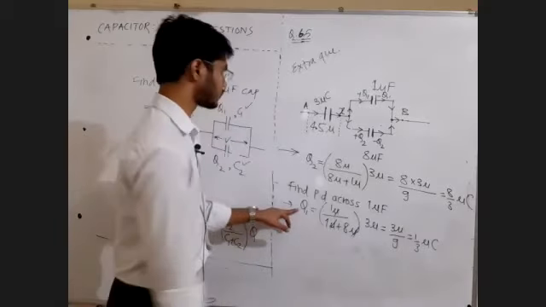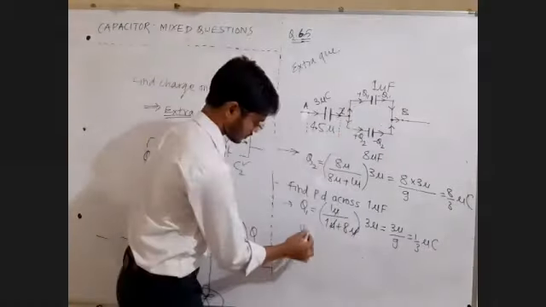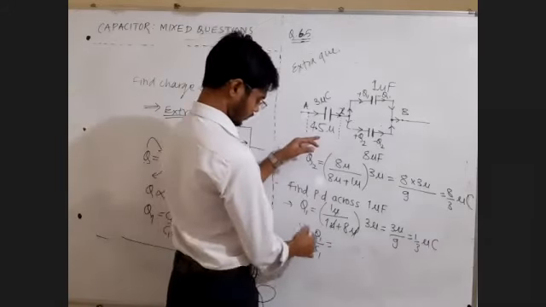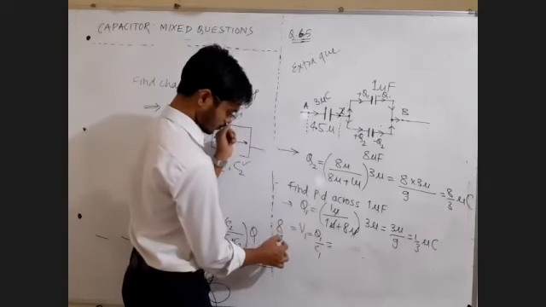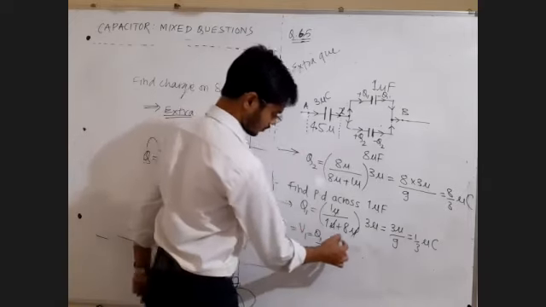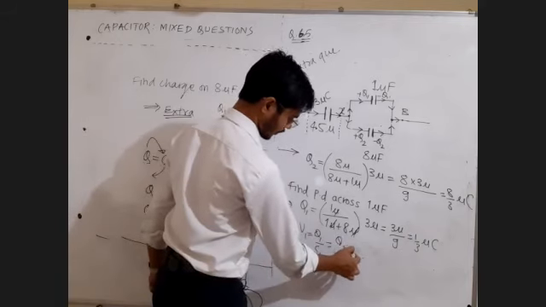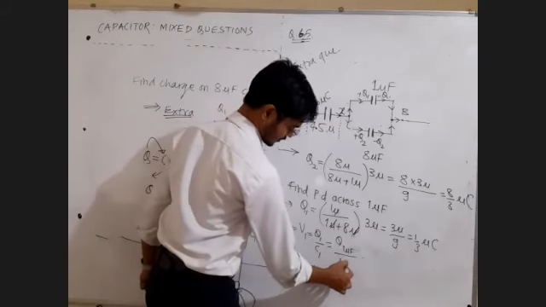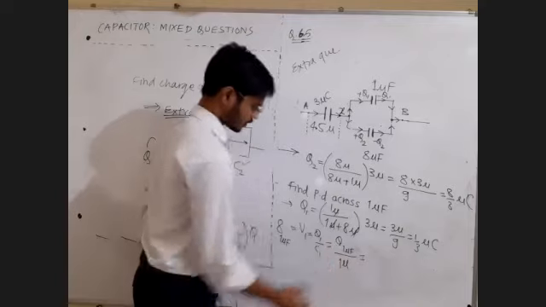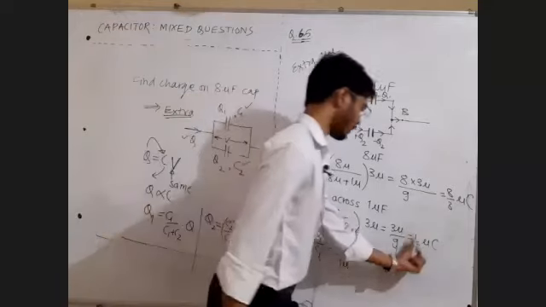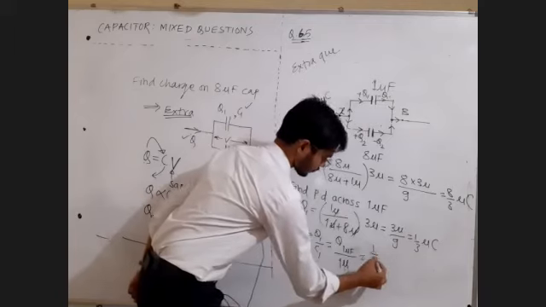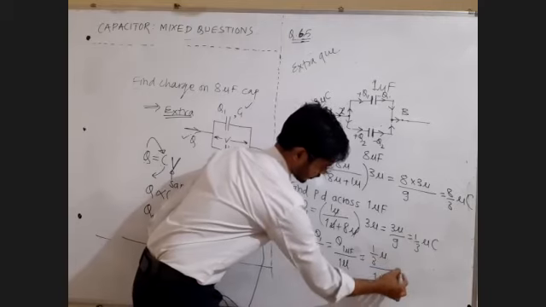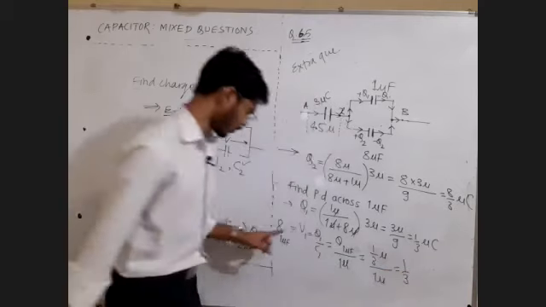So now I have Q1, and the potential difference across the first capacitor, V1, is equal to Q1 upon C1. With that logic, I can find it out. V1, the potential difference across the 1 microfarad capacitor, is equal to the charge on the 1 microfarad capacitor divided by its capacity. What is the capacity of the 1 microfarad capacitor? Of course 1 micro. What is the charge on it? It's 1 by 3 microcoulomb divided by 1 micro. Micro cancels. Answer is 1 by 3. Now you have found out the potential difference.